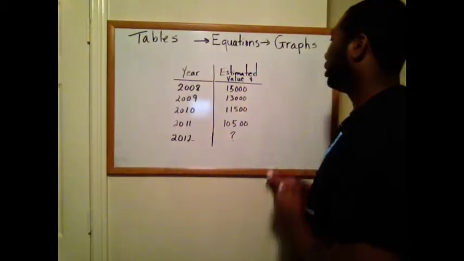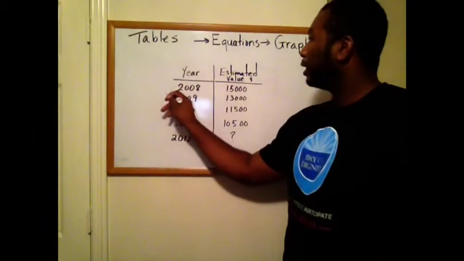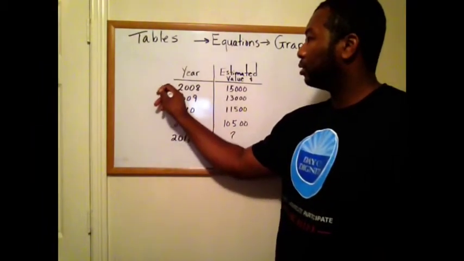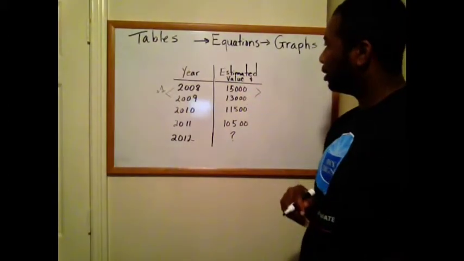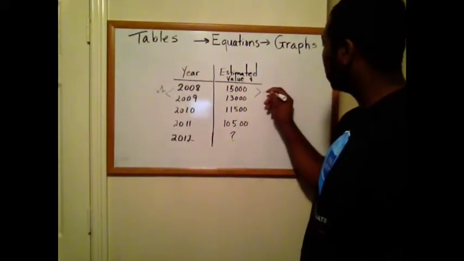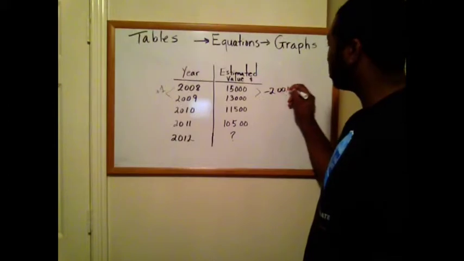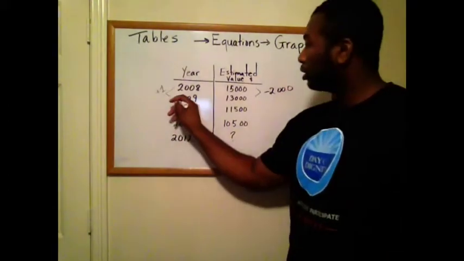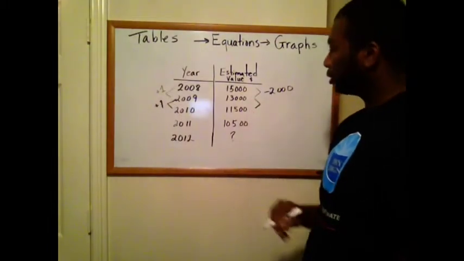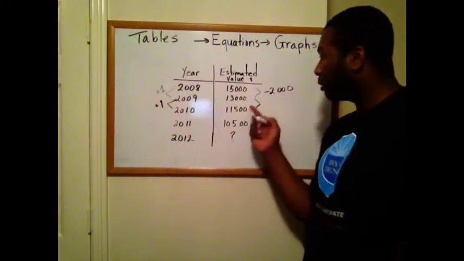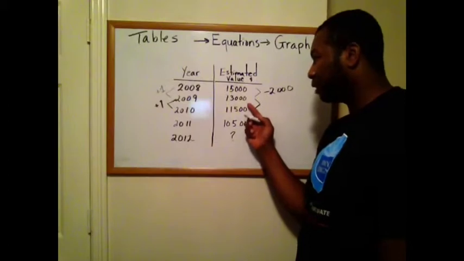So, a year goes by. I look over here, the value dropped $2,000. Another year goes by, 1 year. I look over here, the value dropped again. Not sure how much it dropped, so I got to subtract.